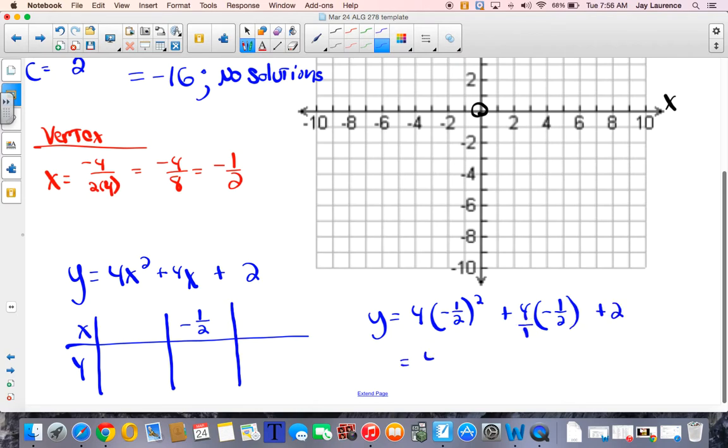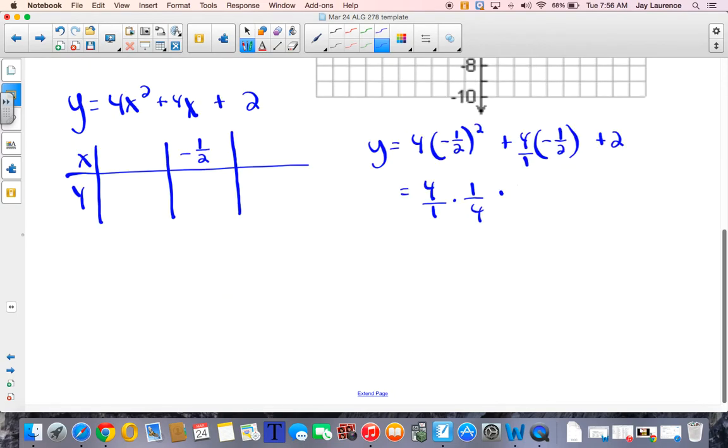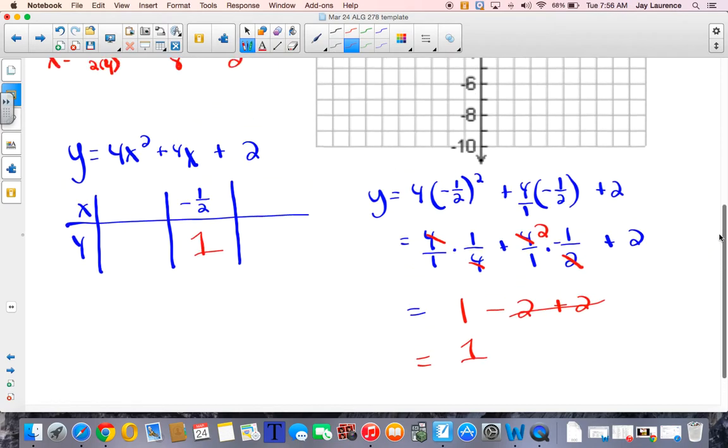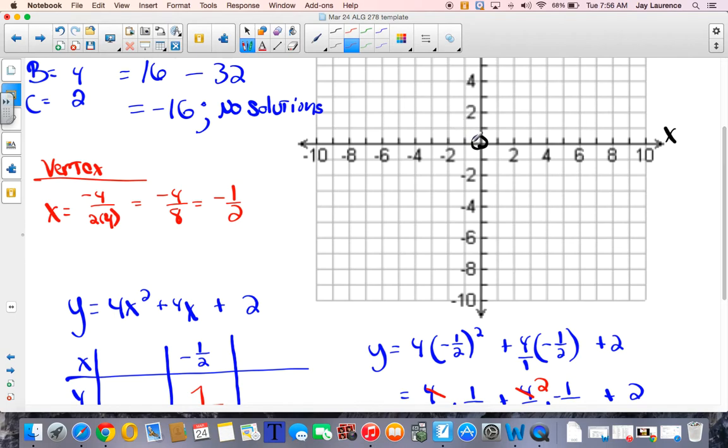Okay, so this will equal 4 over 1 times 1/4, because a half times a half is a fourth. And then the negatives are canceling out. Here I have 4 over 1 times negative 1/2, and that's multiplication. And then I'll add 2 to whatever I get for an answer. So the 4s cancel, and I get 1. This goes into here 2 times negative 1, negative 2, and then plus 2. And you know what? I like to work smart, not hard. I know that these two make 0. These two cancel each other out. I'm left with 1. So my vertex occurs at negative 1/2, right about there, positive 1.